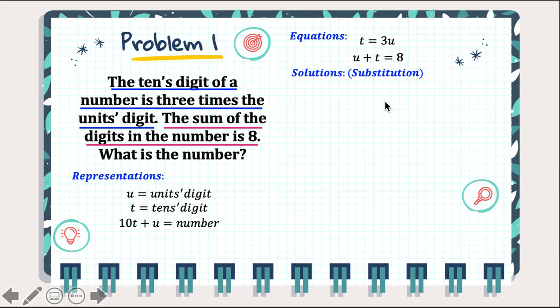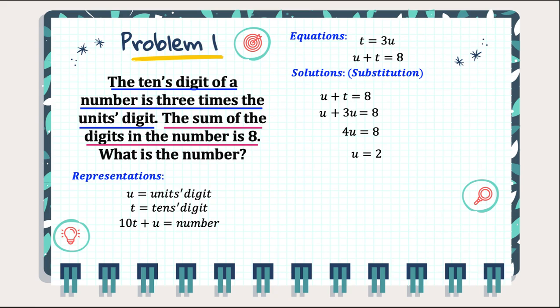As we solve this using substitution, we have to rewrite the second equation, which is u plus t equals 8. And then simply substitute the value of t, which is 3u. So we're going to change t and make it 3u. Just copy u, and t we're going to replace with 3u, and then equals 8. And then just simplify. We're going to add u and 3u, so that will be 4u is equal to 8. Dividing both sides of the equation by 4, the value of u is 2.